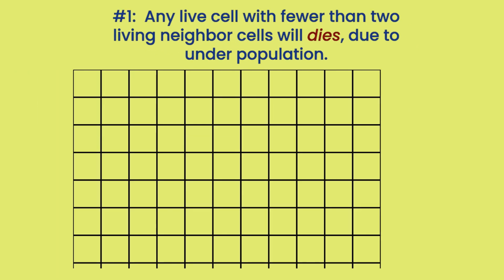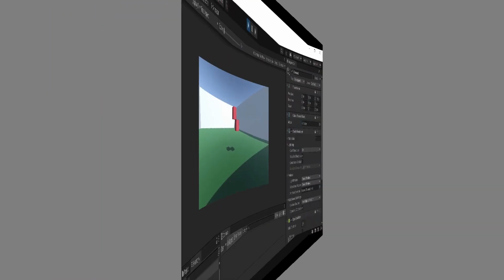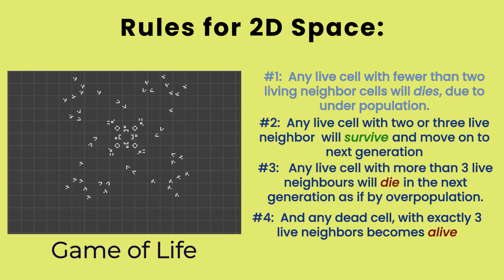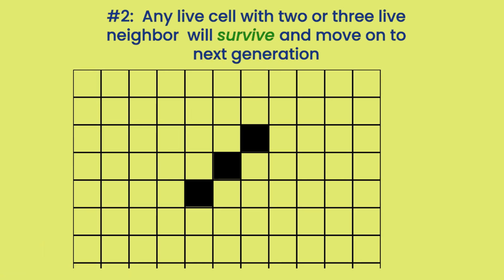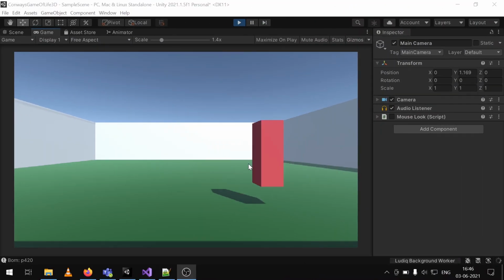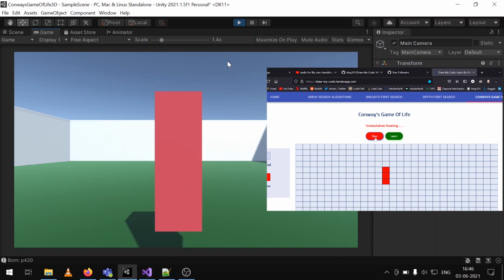Rule number 1. Any live cell with fewer than 2 living neighbor cells will die due to underpopulation. For showing dead cells, we'll simply not render them in space. Rule number 2. Any live cell with 2 or 3 live neighbors will survive and move on to the next generation. To represent a live cell, we'll have a cube in 3D space. These cubes represent cells in the simulation you just saw.